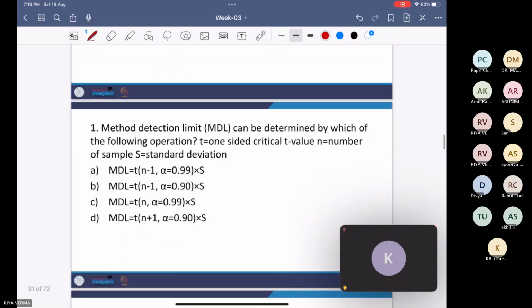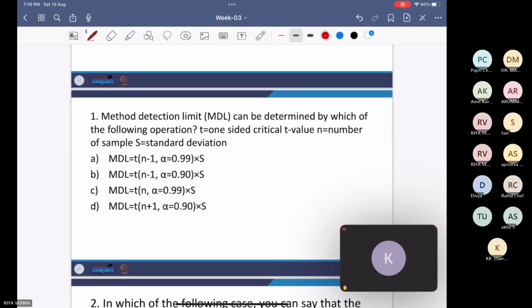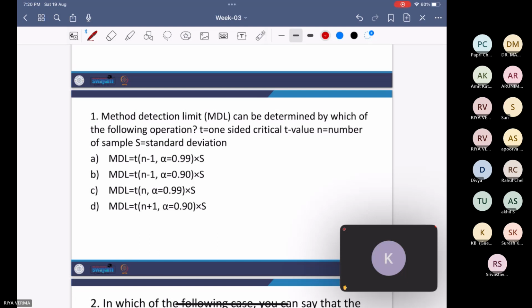Starting. Okay. So the method detection limit can be determined by which of the following operation? What was the formula for a method detection limit? Anyone? Are you guys there or just left the meeting? Anyway, so it's not B, it will be A.